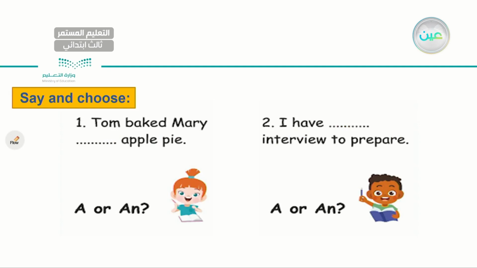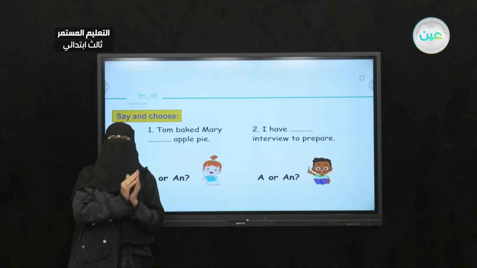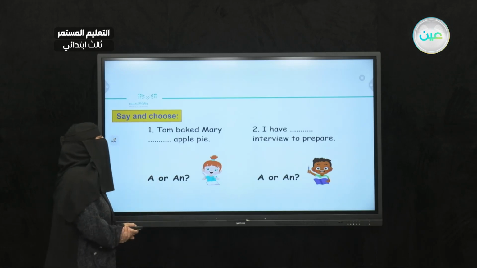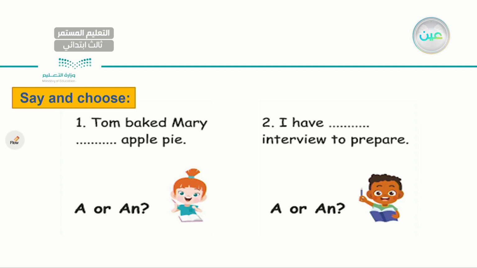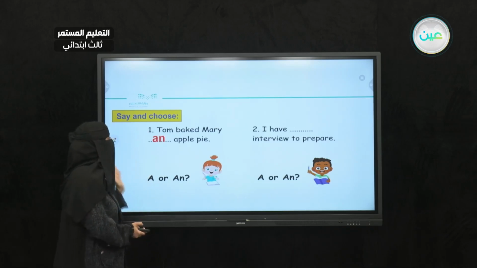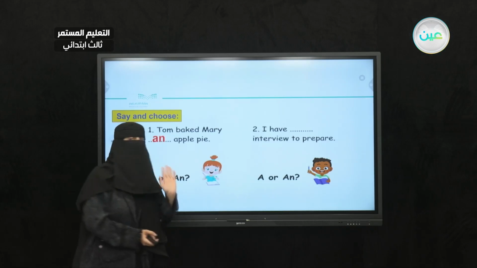Excellent. Now, here I have a whole sentence for you. Let's decide to choose a or an. Tom baked Mary apple pie. What do you think? Apple pie. A vowel, an apple pie. So let's read the sentence. Tom baked Mary an apple pie.